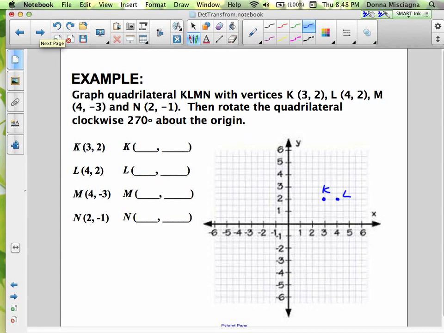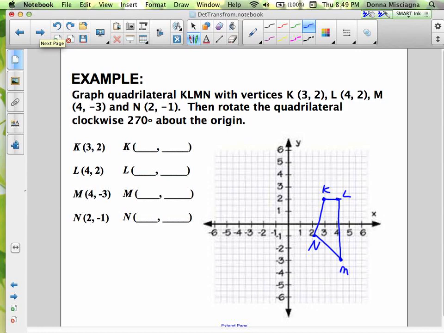here. Sometimes it's hard for me to see the coordinate plane up here. And that would be M. And then 2, -1, right there, is N. I'm just going to connect K, L, this is a vertical line here, M, N, and back to K. There it is. So there's our quadrilateral graph.